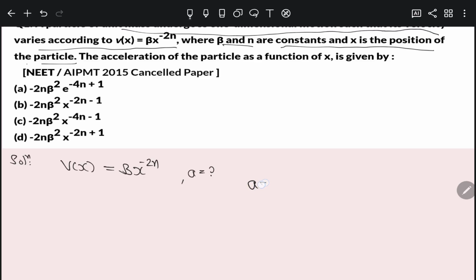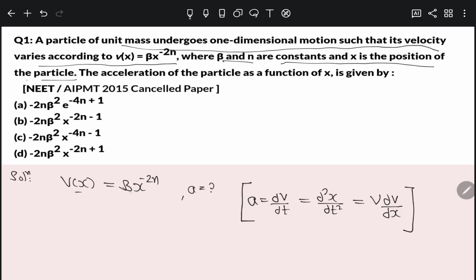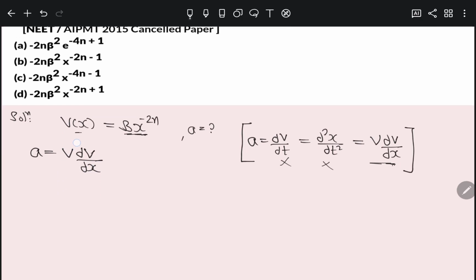As we know, for acceleration we have three formulas. First, write velocity in terms of time, then d square x by dt square, and another formula v dv by dx. So which formula can we use? Here velocity is given in terms of position, so the time-based formulas are not possible; velocity in terms of distance, we can use this formula. So acceleration is equal to v dv by dx, right?